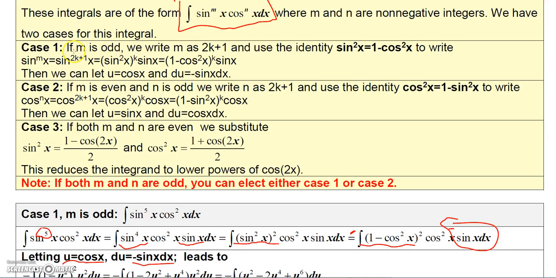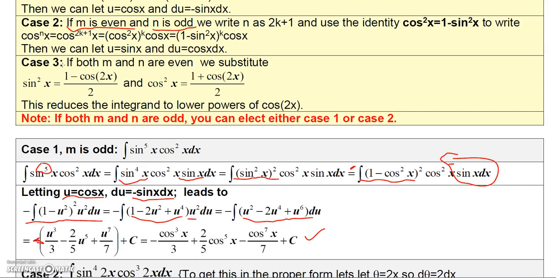Now on case 1, you just had to have the power of the sine function odd. It didn't matter what the power of the cosine is. But for case 2, if the power of the sine function is even, you also have to have the power of the cosine function be odd for this case. So let's take a look at an example of that case.